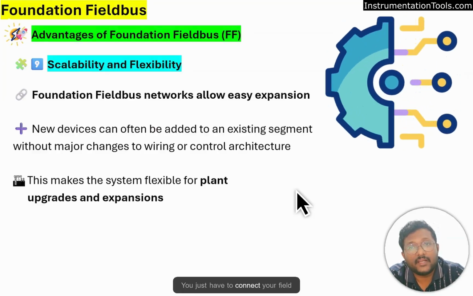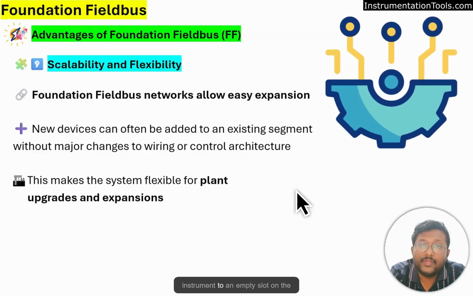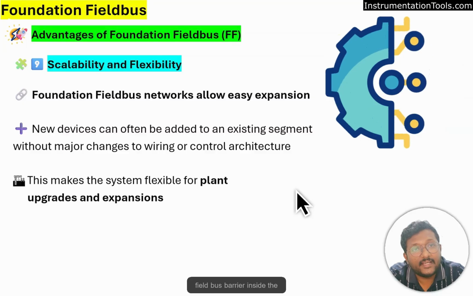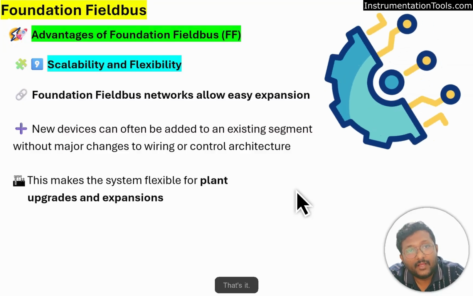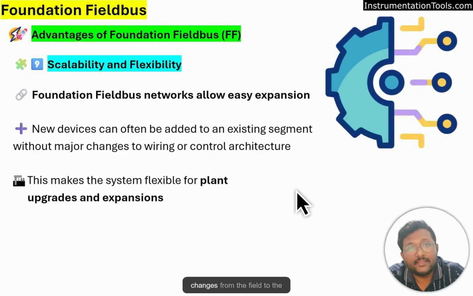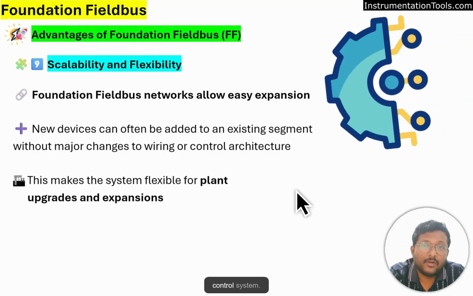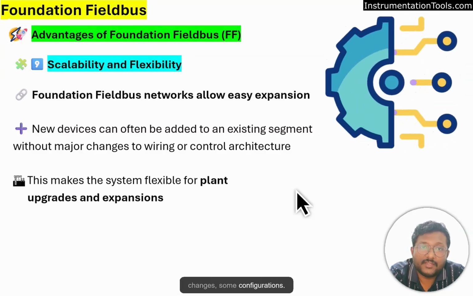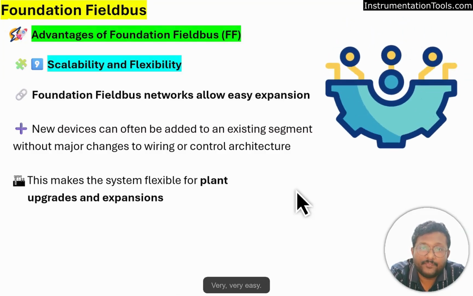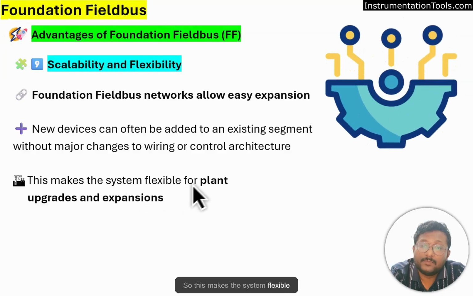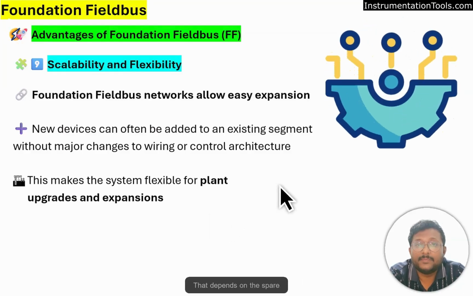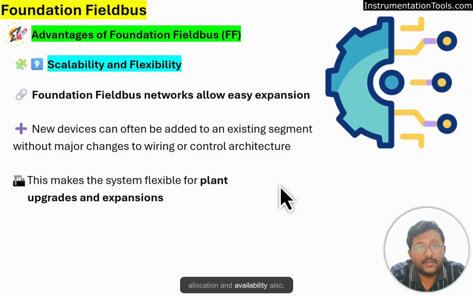You just have to connect your field instrument to an empty slot on the fieldbus barrier inside the junction box. That's it. No need for any other wiring changes from the field to the control system. You just need to do some software changes, some configurations. That's it. Very, very easy. So this makes the system flexible for plant upgrades and expansions. That depends on the spare allocation and availability also.